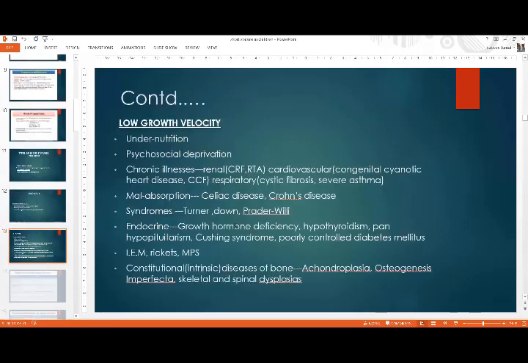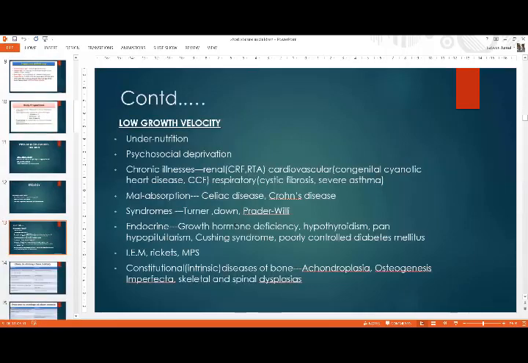While those with low growth velocity are those who have undernutrition, some sort of psychosocial deprivation, chronic illnesses, malabsorption, some syndromes, endocrine causes, inborn errors of metabolism, MPS, mucopolysaccharidosis, rickets, some intrinsic disease of the bone like achondroplasia, osteogenesis imperfecta, skeletal and spinal dysplasias.